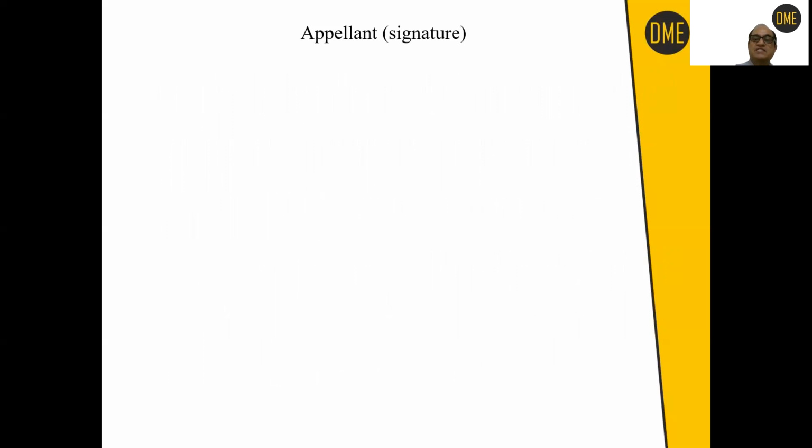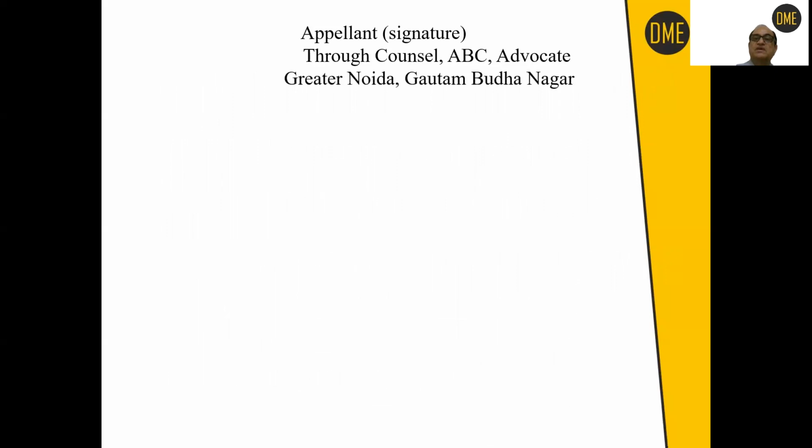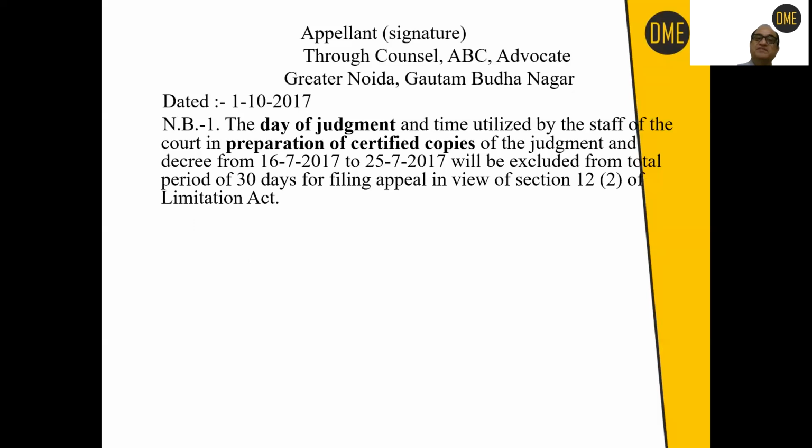So the last portion of this application to be drafted is that appellant will put his signatures, and his counsel also, that is ABC advocate, will also sign this application. When date is to be mentioned, that is 1st October 2017. Why this date is important? Because till filing of this appeal, that is till 1st October 2017, a day before, that is 30th September 2017, you are supposed to explain delay of each and every day.